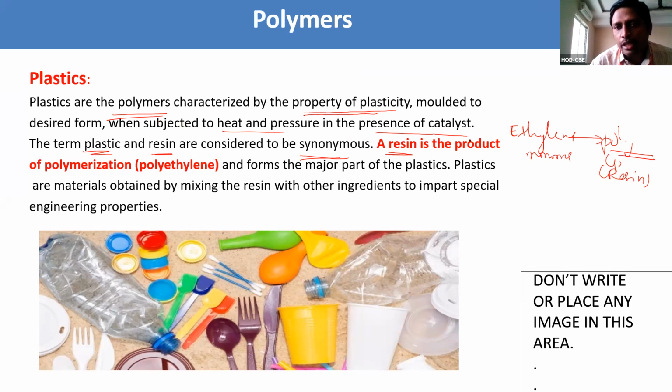In this example, we are taking ethylene monomer; on polymerization you get the product polyethylene, which is called a resin. The resin forms the major part of the plastic. Plastics are materials obtained by mixing the resins with other ingredients. In the compounding of plastics, we'll see what ingredients we use in their preparation, like catalyst.